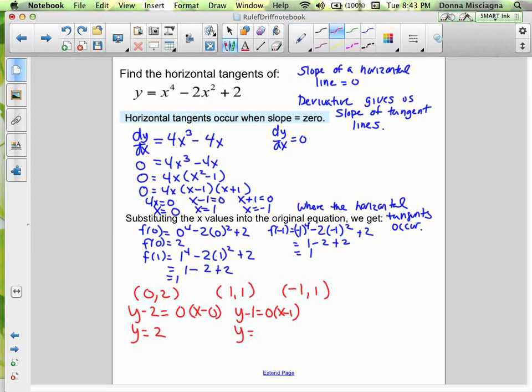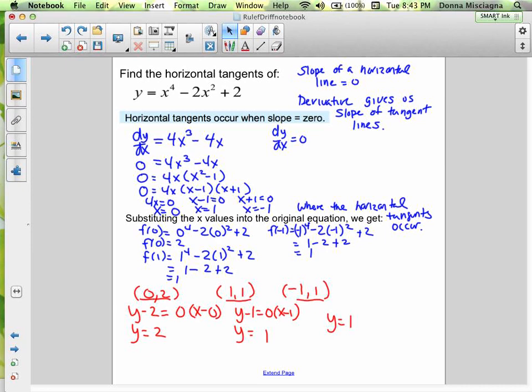And so we're going to have two of those y equals 1s. Those are our equations for our horizontal tangent lines. We have one occurring at (0, 2), one occurring at (1, 1), and one occurring at (-1, 1). Same equation, it's just in two places. All right, so let's take a look at this graph.